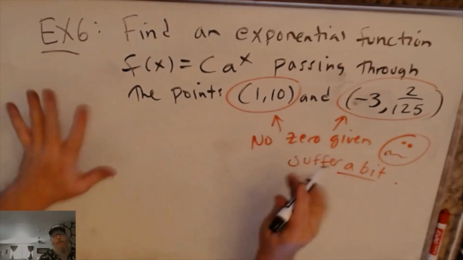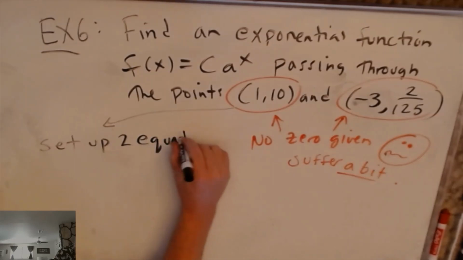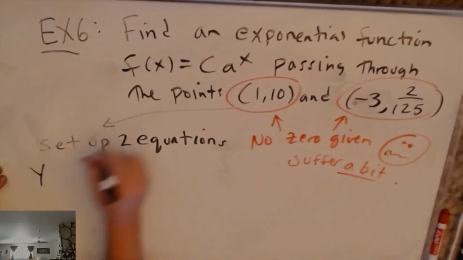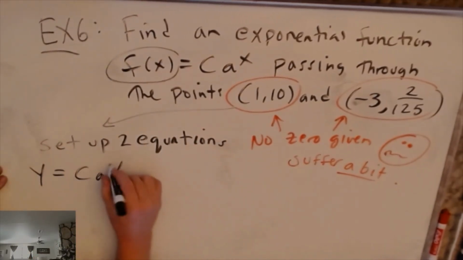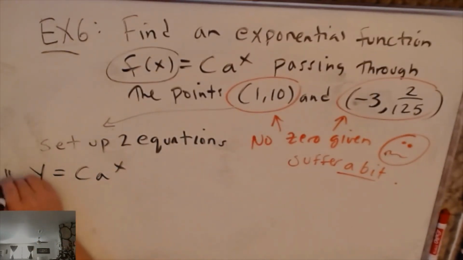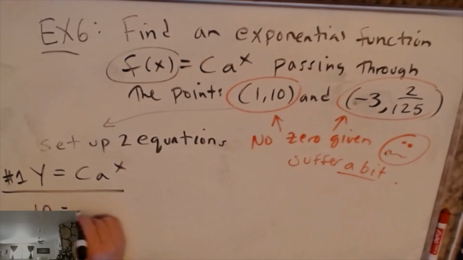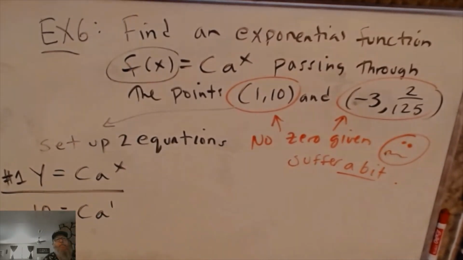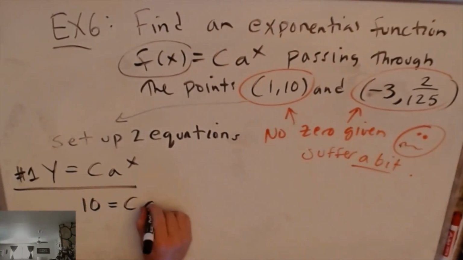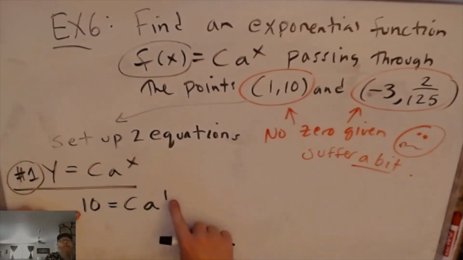All right, so what we're going to do is we're going to set up 2 equations using each of the pairs of points that we're given. Remember, get rid of your f and call it y, and you'll be a lot happier when you set up these equations. So for equation number 1, I'm going to use the point 1 and 10. It's a little bit out of view there. Let's try this. 10 equals C A to the 1. There we go. So my y is 10, and my x is 1.